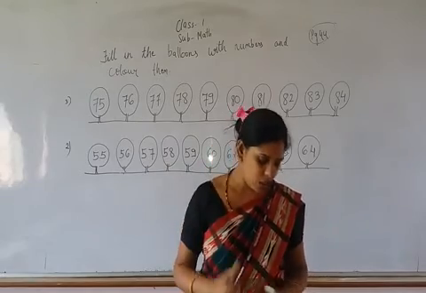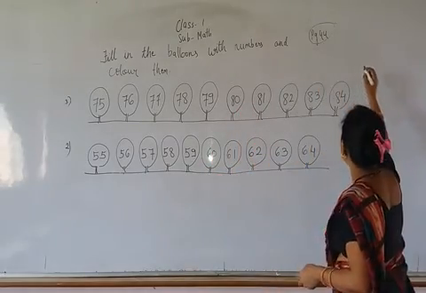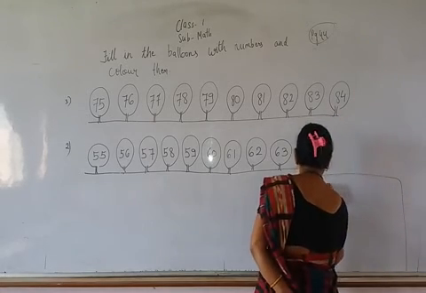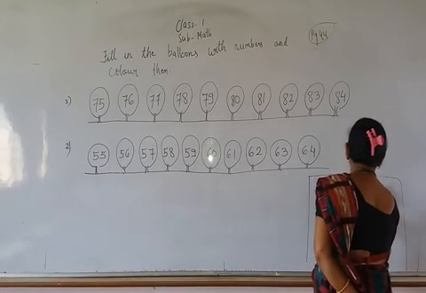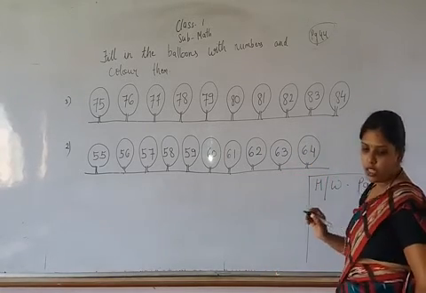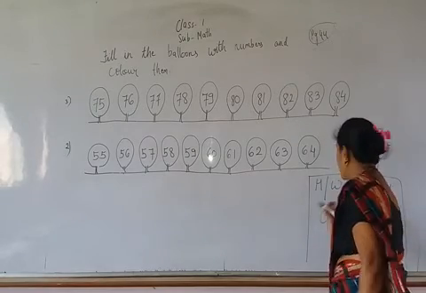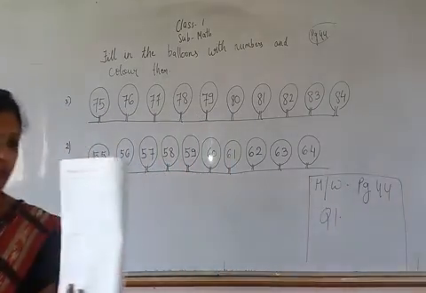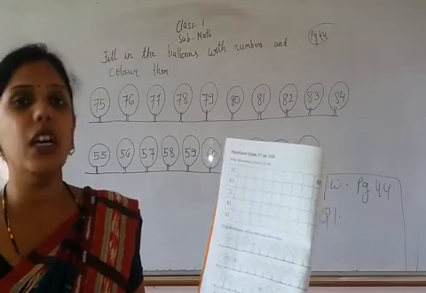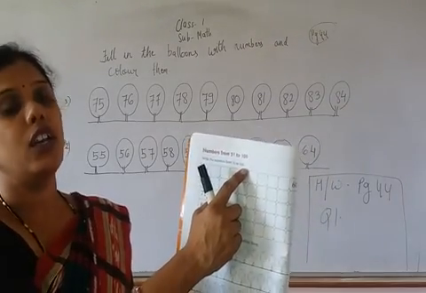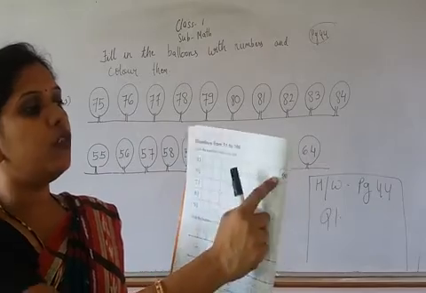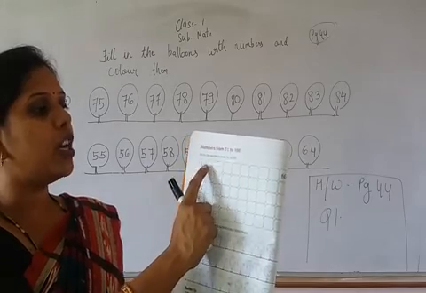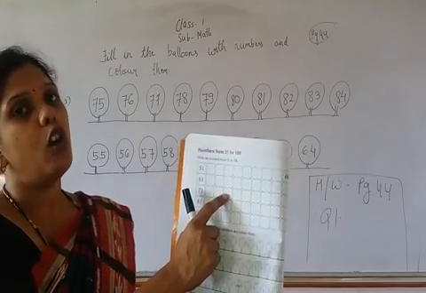Now there is one question on page number 44. That is your homework for today. What is your homework? Your homework is on page number 44, question number 1. On that page, you have to write the numbers from 51 to 100. You have to fill this table in your book only. This is your homework.